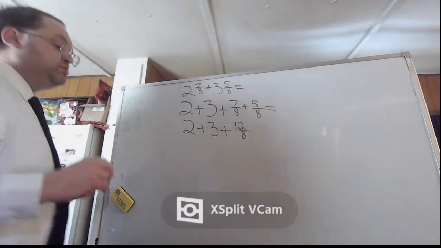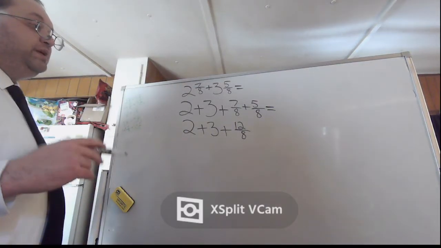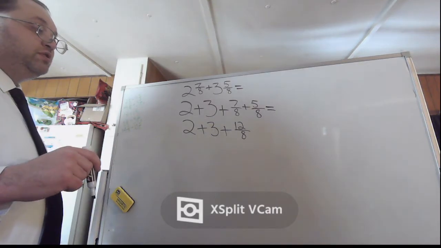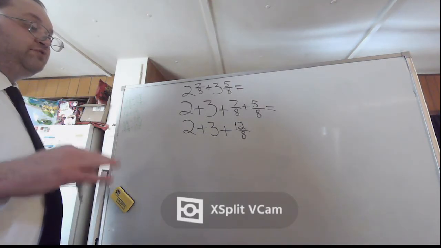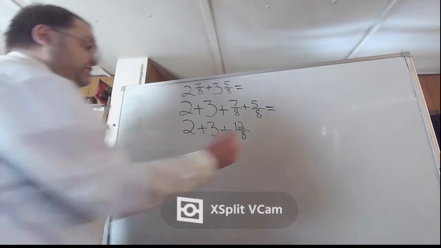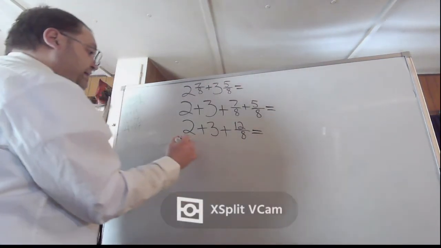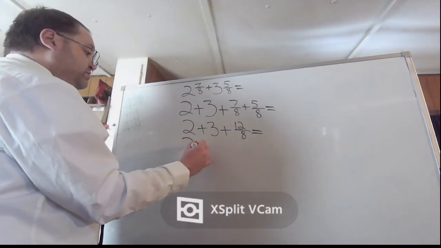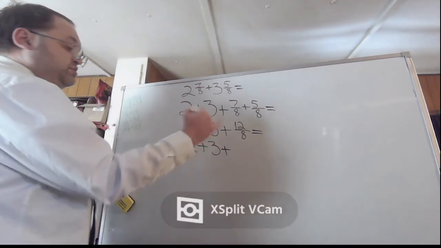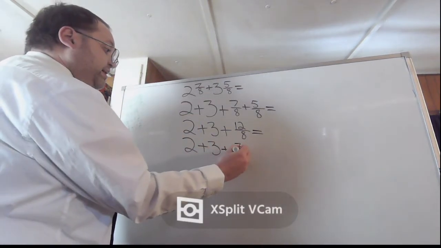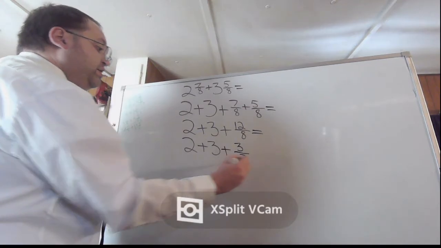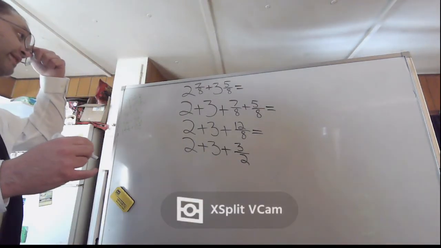Now that 12/8, we can factor out some numbers from that. We can factor out a common 4. 4 is a common factor to both 12 and 8. So if you divide the numerator and denominator by 4, here's what you'll have: 2 plus 3 plus, 12 divided by 4 is 3, 8 divided by 4 is 2. So now you'll have 2 plus 3 plus 3/2.